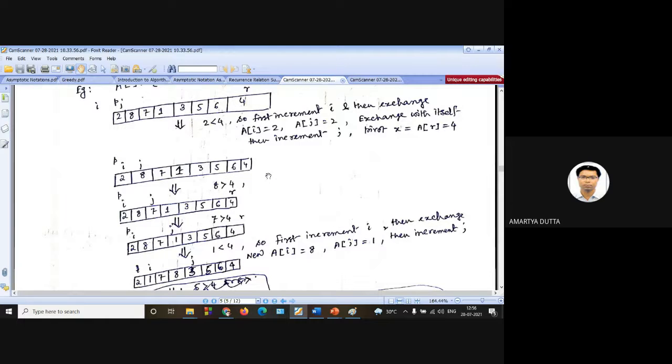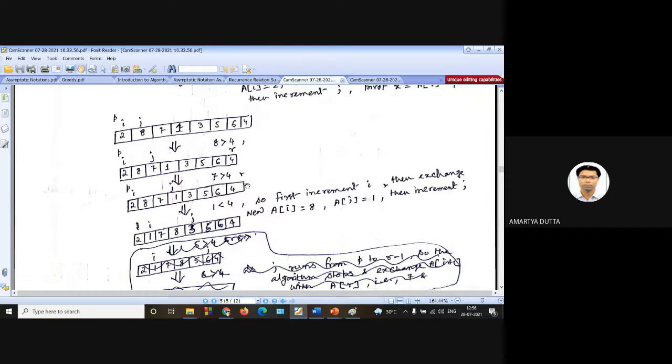If AJ is less than or equal to X, first we have to increase I, then exchange AI and AJ. So 1 is less than or equal to 4. Very good. Then first increment I. So I will now be at this position. AI will be 8. Then exchange AI and AJ, so replace AI with AJ. That is, 8 and 1 are exchanged. That is, 1 will be there, 8 will be there. Okay. This is the interchanging operation.